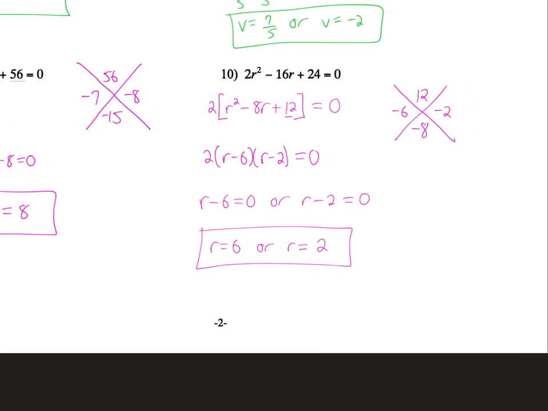All right, and that is all I have for you today. Hopefully you get the process of using your factor flowchart because it is very important.